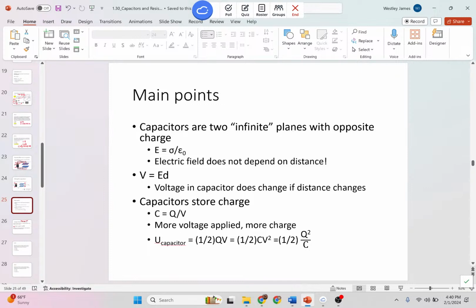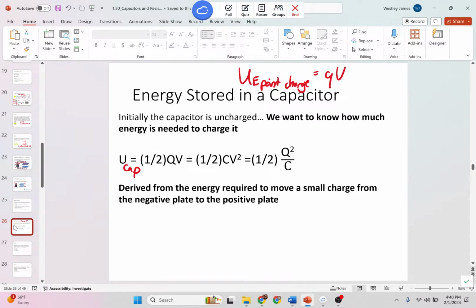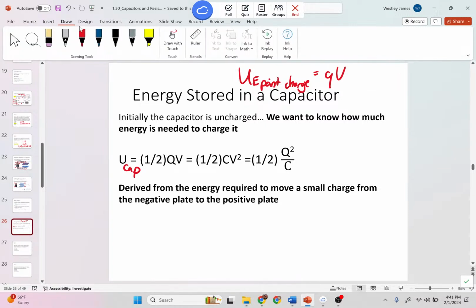All right, great. This last thing, energy stored in a capacitor. I started to talk about that last class, but it was right near the end. The energy a point charge has is Q times V. The energy a capacitor has is 1/2 Q times V. Literally the only difference between these is a half. So if I ask you for the energy stored in a capacitor, and I give you charge and voltage, and you use this equation up top, you will get the wrong answer.